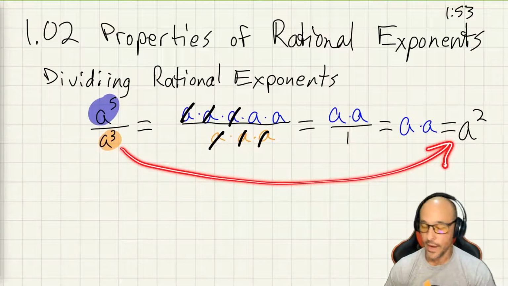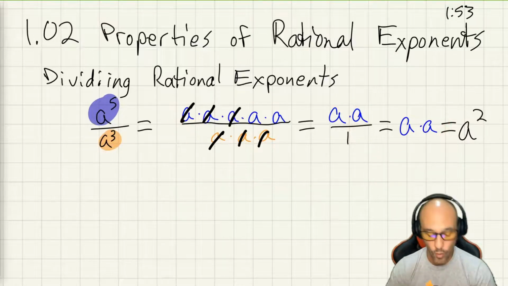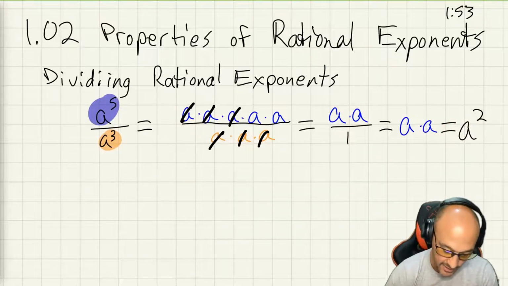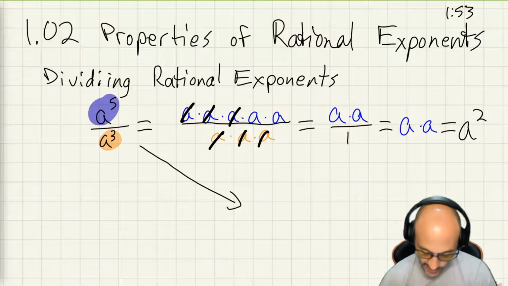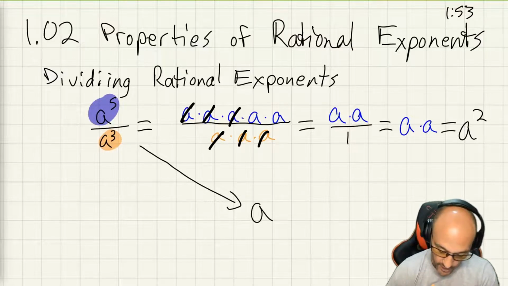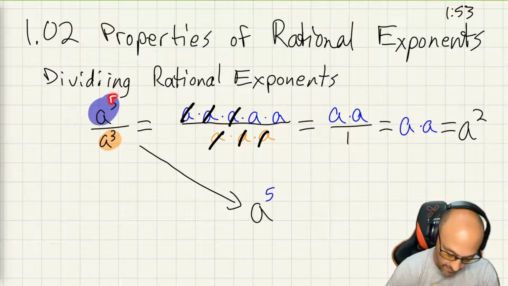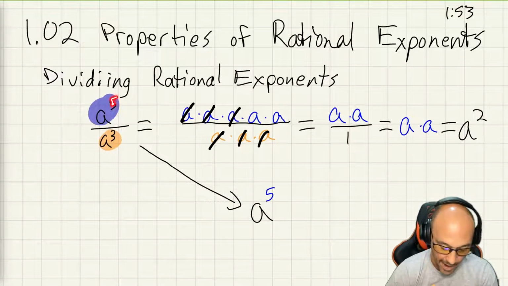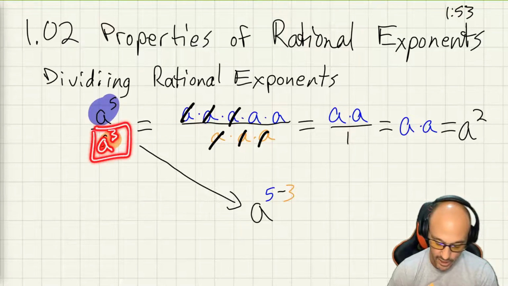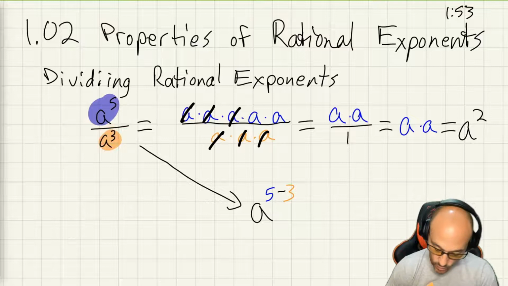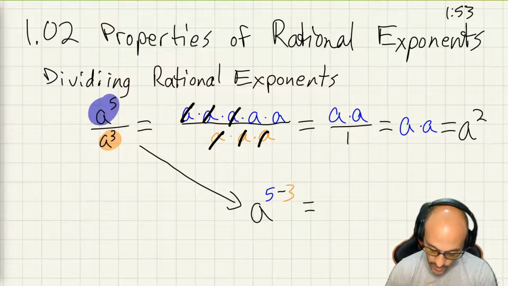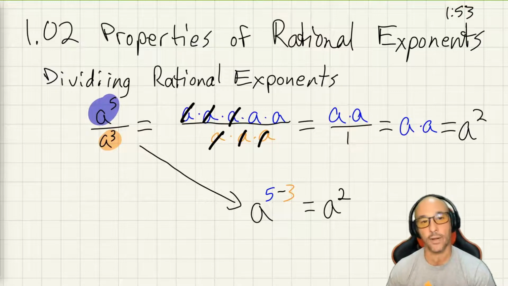Notice that we can go straight from here to there. That's just fine. We don't need to do this work in the middle, but it's a way to really see it so that it makes more sense. Here's the way that I would do it: I would rewrite this as a to the power 5, coming from the power on the base in the numerator, and then 5 subtract 3. The 3 comes from the power on the base in the denominator. So it's 5 minus 3, which is equal to a to the power 2, because 5 minus 3 equals 2.